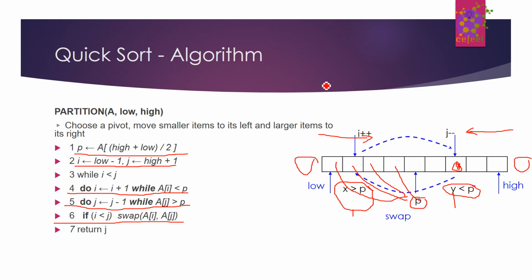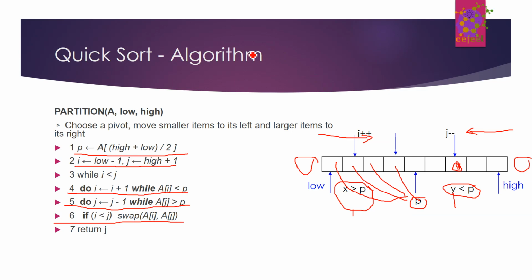In this case we just swap X and Y. Once we swap X and Y, notice that both of them will be in the proper position. X, which was greater than P, is now to the right side of P, and Y, which was less than P, is to the left side of P. Alright, done. And then once we are done, we repeat the process again.